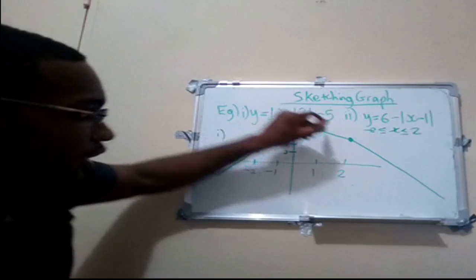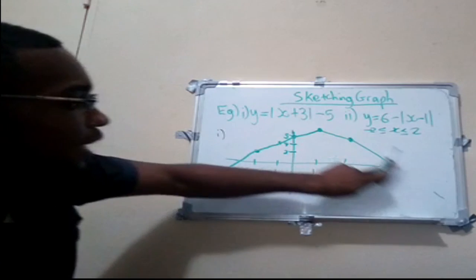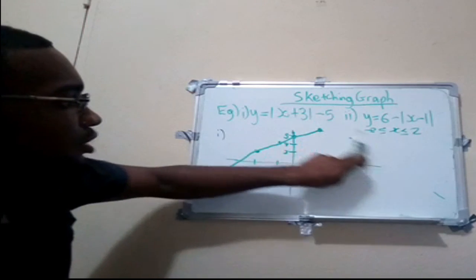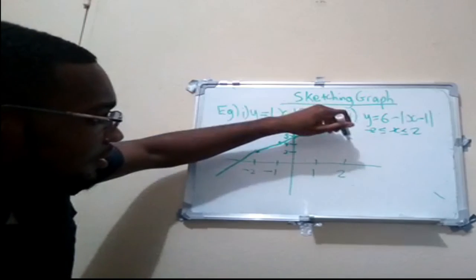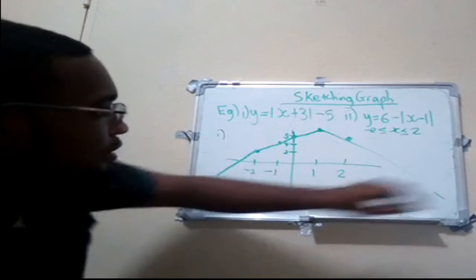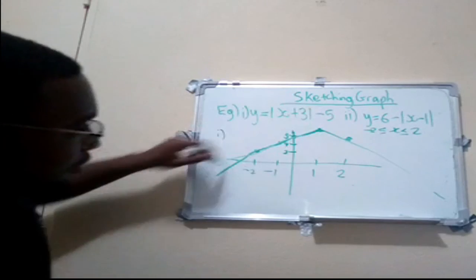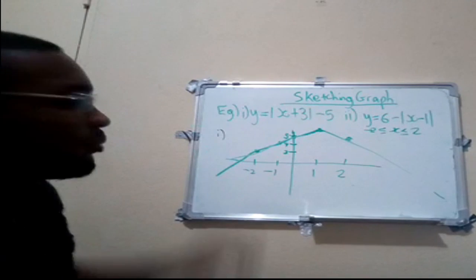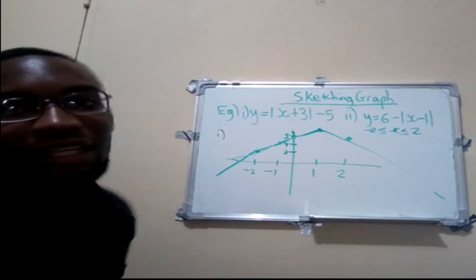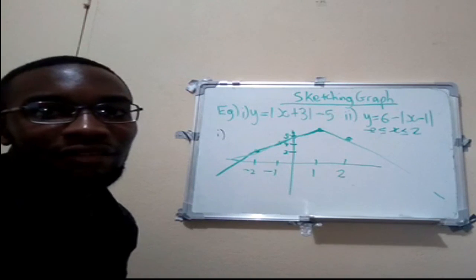So remember, it's a straight line. Don't worry about my drawing being lean. It should be a straight line. But that's it. That's how we draw a modulus graph. Alright?